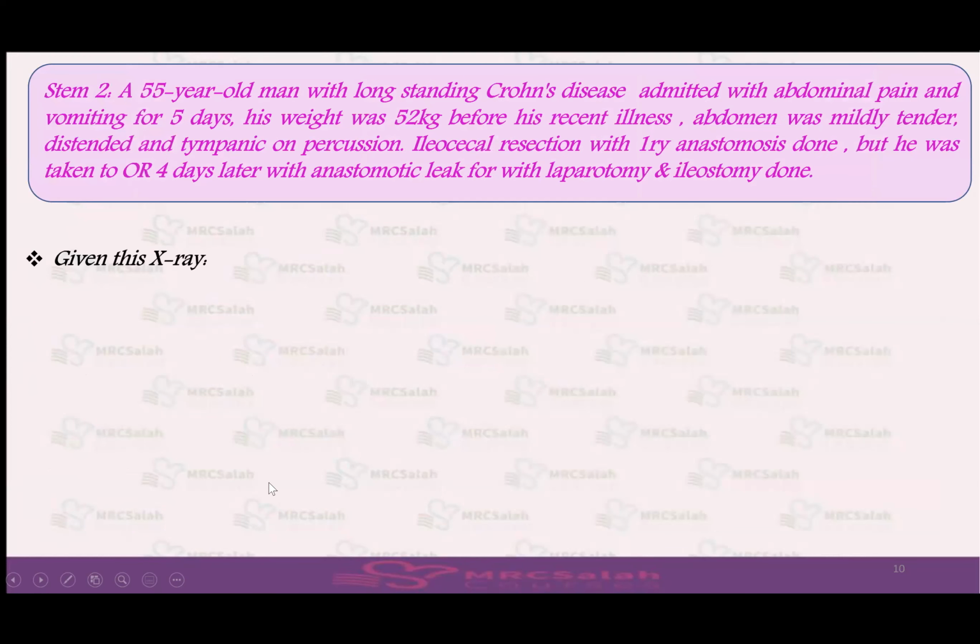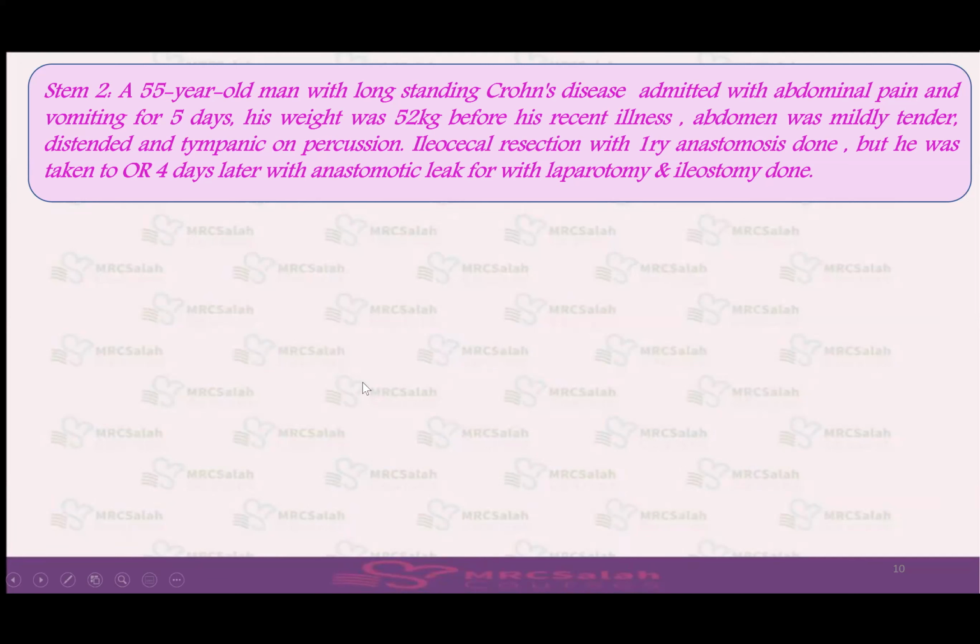The second stem is a 55-year-old man with long-standing Crohn's disease admitted with abdominal pain and vomiting for 5 days. His weight was 52 kg before his recent illness. Abdomen was mildly tender, distended and tympanic on percussion. Ileocecal resection with primary anastomosis was done, but he was taken to the OR 4 days later with anastomotic leak, and laparotomy and ileostomy were done for him.